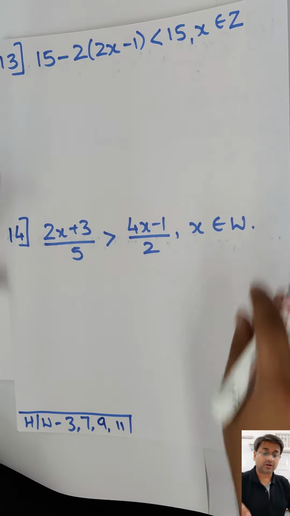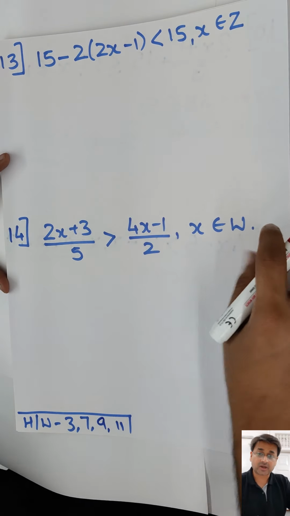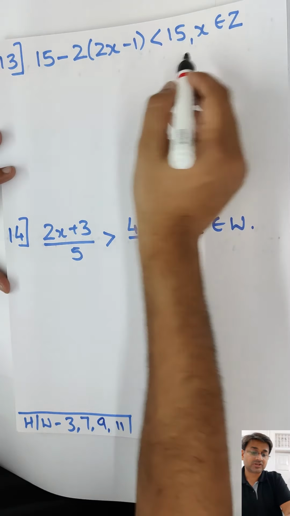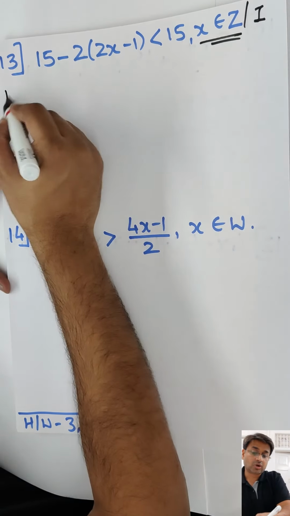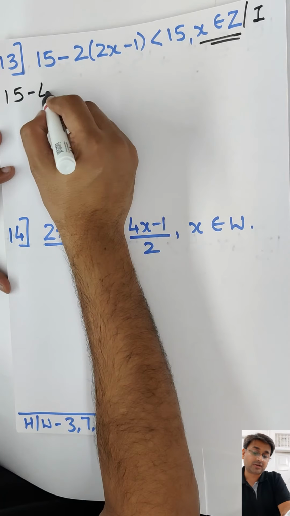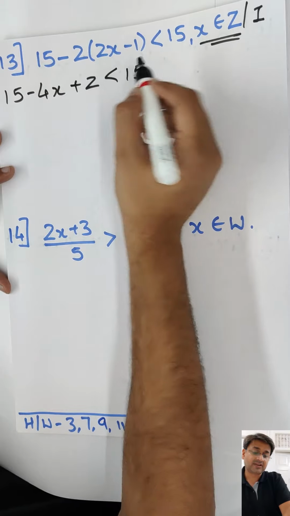Over to the next one, 13th. Come on, last two questions. Finish both and only then come back, okay, and get them correct. All right, so let's try it. x belongs to Z. Z means I, that is integers. Solving this, 15 minus, opening the bracket, so 4x minus minus plus 2 less than 15.